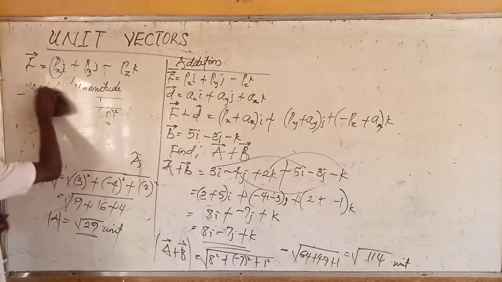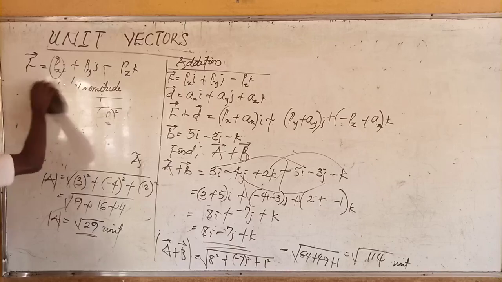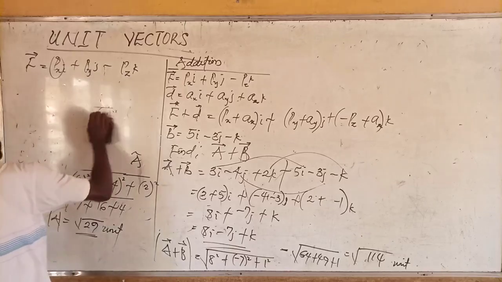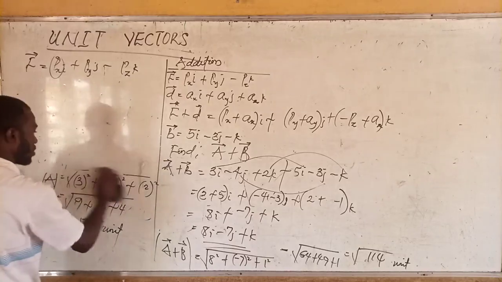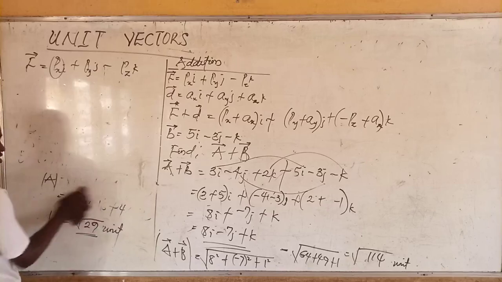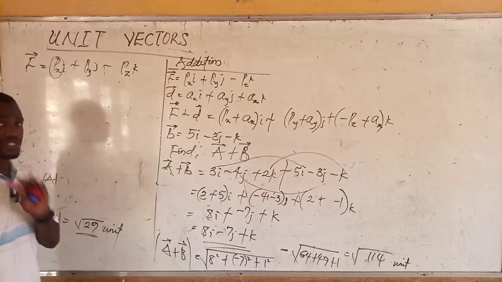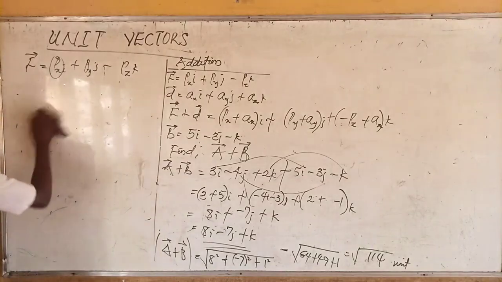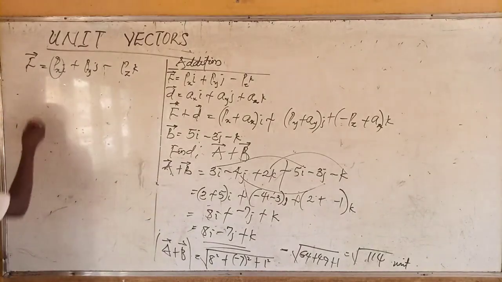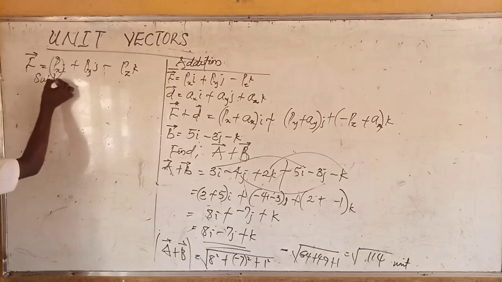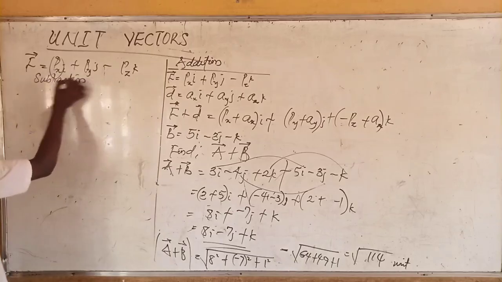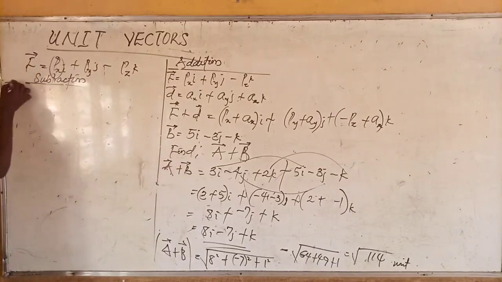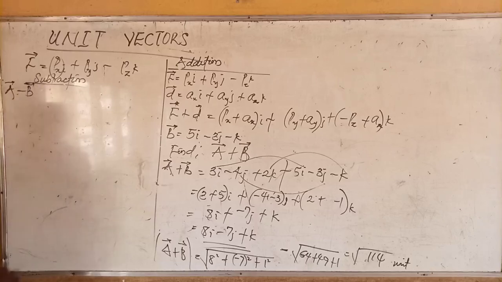Now, what if we want to subtract vectors? Vector subtraction, how do we do it? You see, both addition and subtraction follow the same process. So we have the subtraction of vectors. Now let's say, given the same vectors, you were told to find vector a minus vector b. How do you do that?